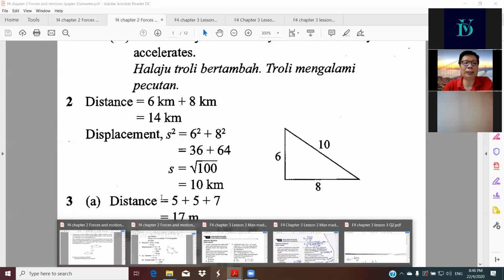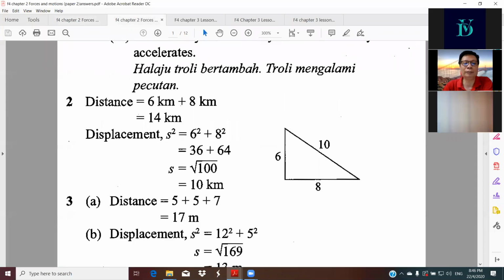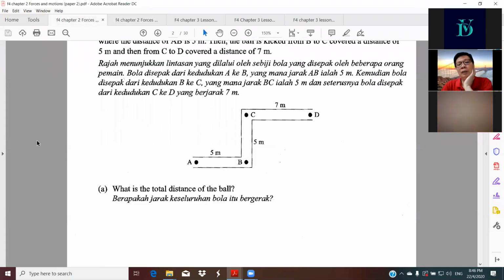Okay, the next question is finding the displacement. The ball is moving from A to B, B to C, and C to D. How to find the displacement? Displacement is like this: the starting point is here, the ending point is here. So you just draw a line from A to D, then draw a triangle to find the answer.